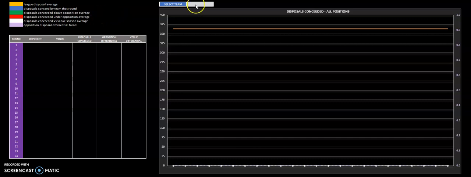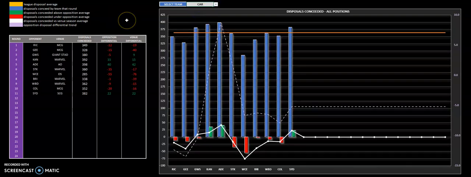So, what's going to happen is the first thing I'm going to do is just select the team. I'm going to pick Carlton. Why not? Okay. And let's talk about what we can see here. In this table, it shows all of Carlton's games, who they played against, where they played, and how many disposals they conceded to that opposition. And you can see that basically marked along here.